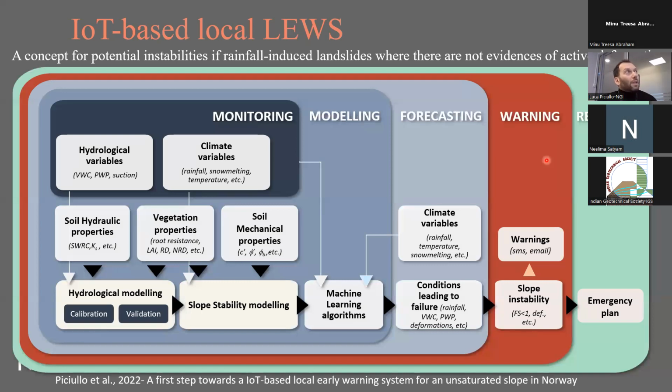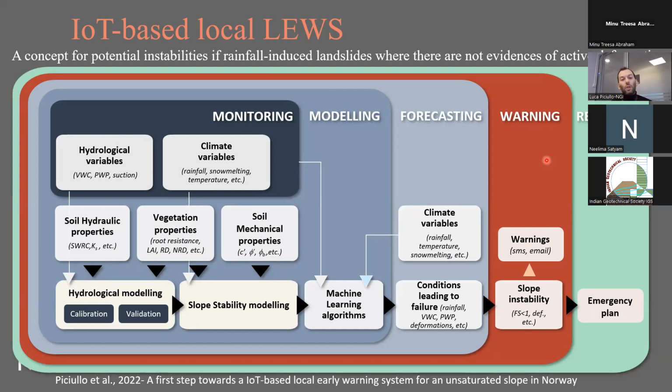for an IoT-based local landslide early warning system, with the aim of doing early warning for potential instability of rainfall-induced landslides where there are no evidences of active deformations. So we need to have real-time monitoring in place of different hydrological variables: volumetric water content, pore water pressure, suction, and also climate variables: rainfall, snow melting, temperature, and so on.